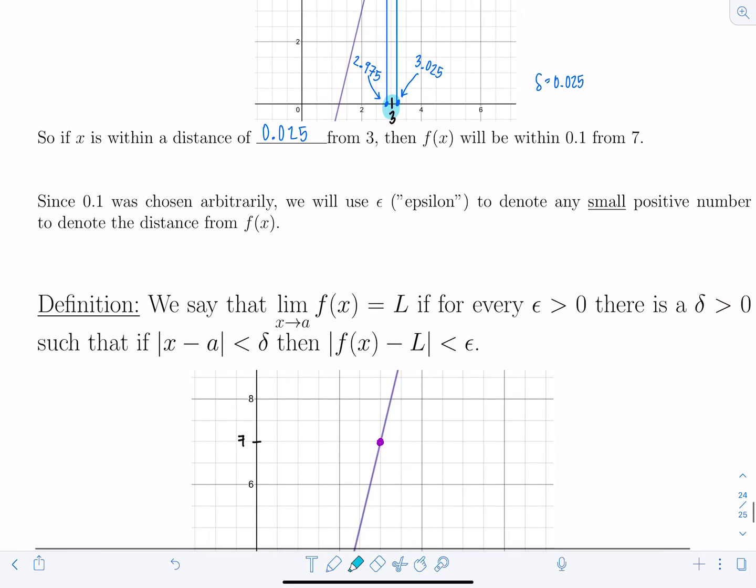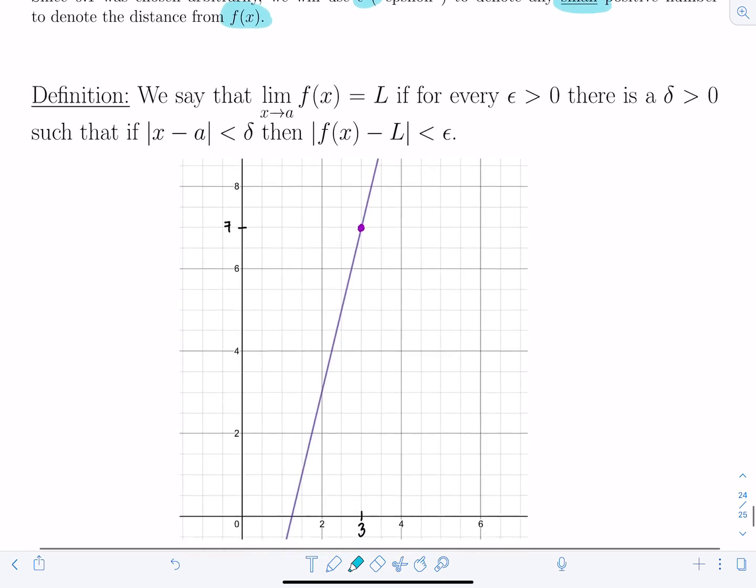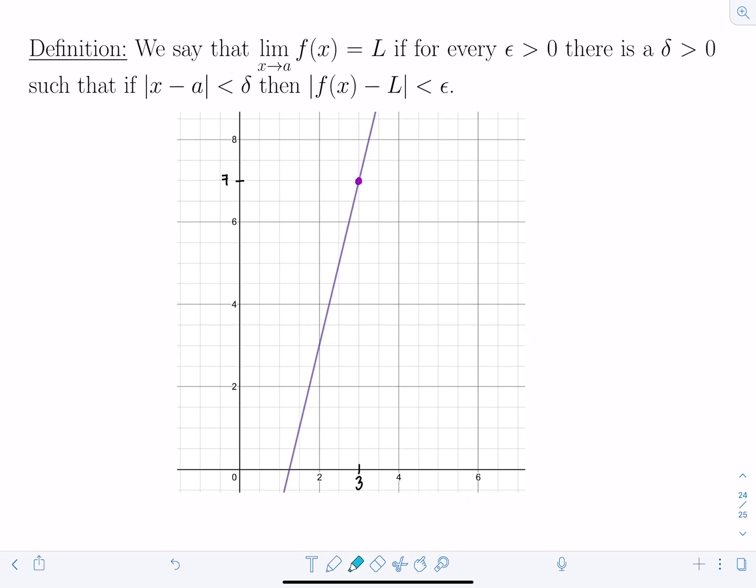And so this is how we come up with a more precise definition of a limit. 0.1 was chosen arbitrarily, and we're going to use the Greek letter epsilon to denote any small positive number, and that's going to denote the distance from f of x. Okay, so epsilon represents the distance from f of x, delta represents the distance from x. And here's our precise definition of a limit. So we say that the limit as x approaches a of f of x is equal to L if for every epsilon greater than 0, there is a delta greater than 0, such that if the distance from x to a is less than delta, then the distance from f of x to L is less than epsilon.